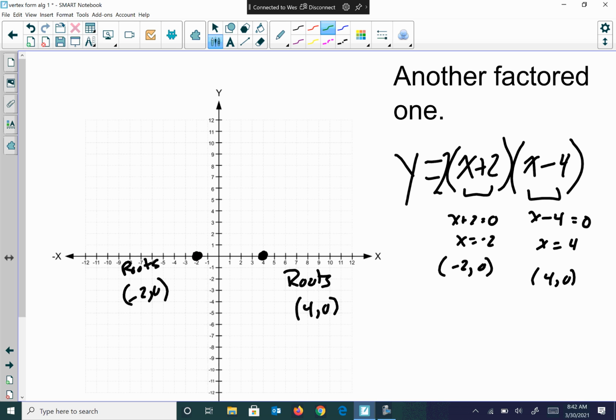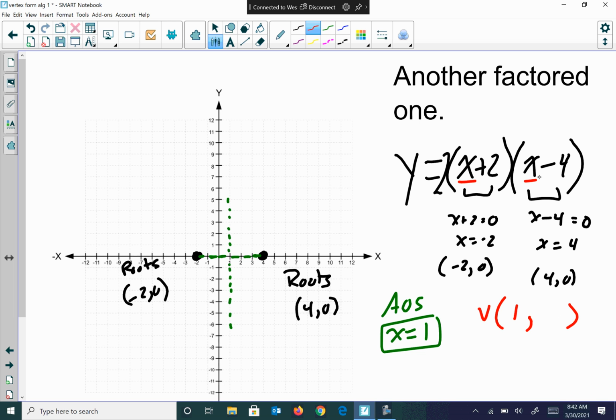Let's see, what's halfway between? If I come in one, I come in one, I come in another, I come in another. Ooh. Positive 1 is right in between them. So the axis of symmetry is x equals 1. Do I know the x component of the vertex now? I hope it's 1. And I'm going to take that 1 and plug it in here and here.